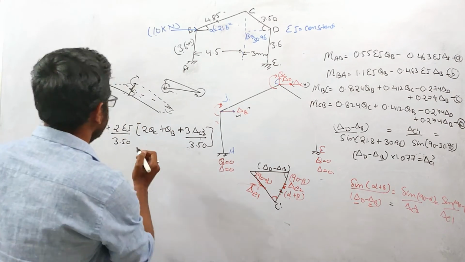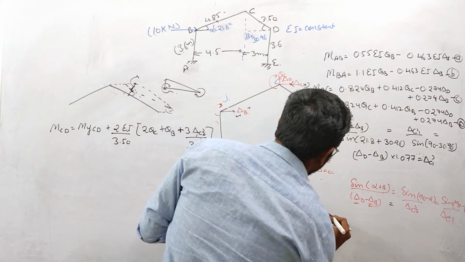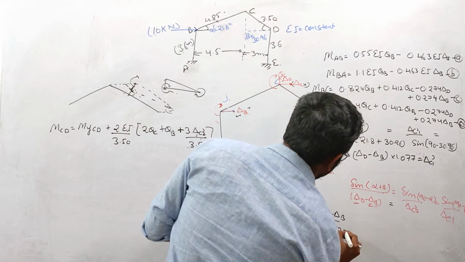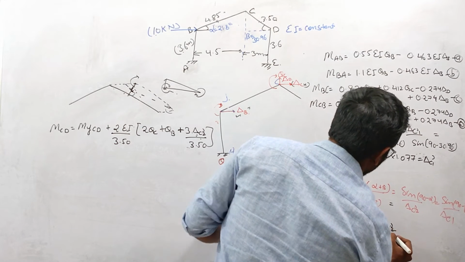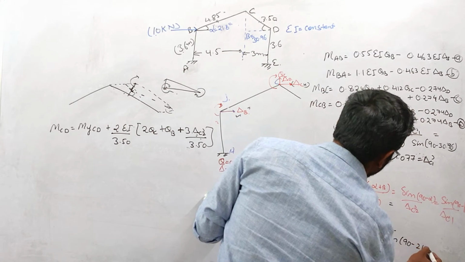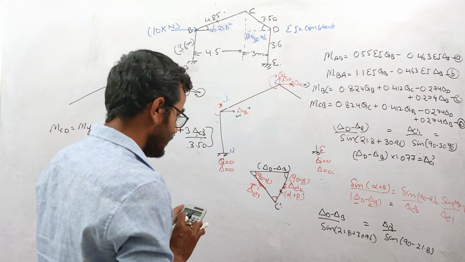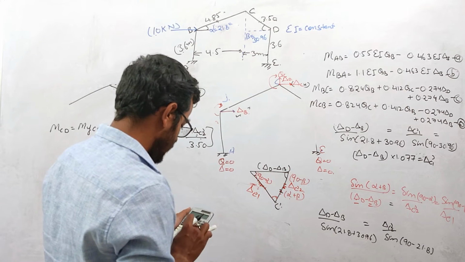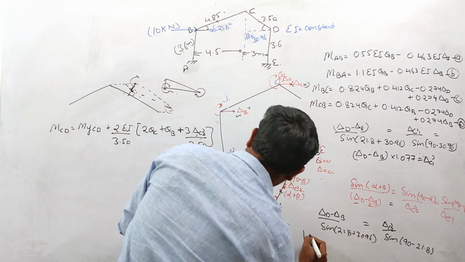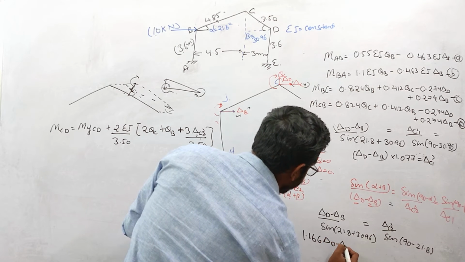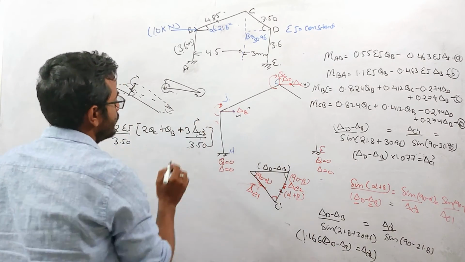So again, we need to establish the relationship between this delta C2 dash and this delta D minus delta B. So I can write delta D minus delta B over sine 21.8 plus 30.96 is equals to delta C dash 2 over sine 90 minus 21.8, right? So if you solve this, 1 divided by sine 21.8 plus 30.96, into sine 90 minus 21.8, this is 1.166 delta D minus delta B is equals to delta C dash 2. Okay. So again, in place of this delta C2 dash, we will write this expression.